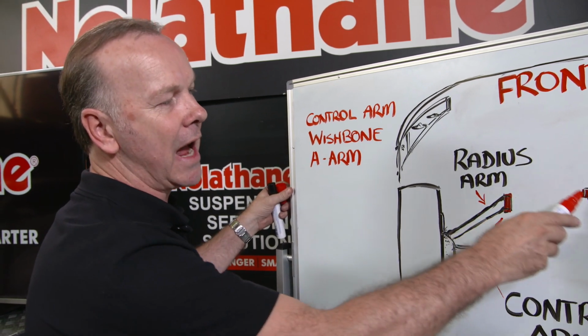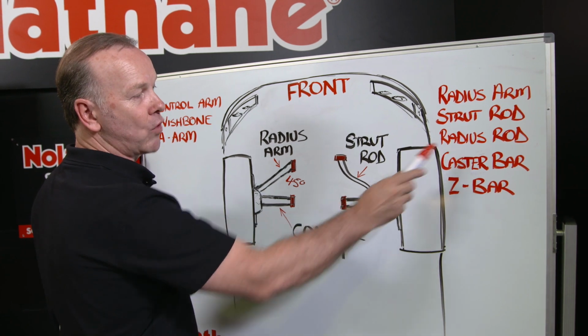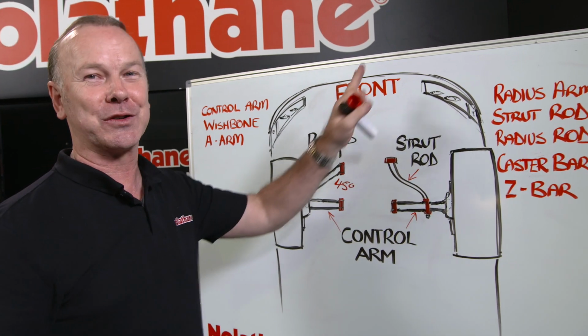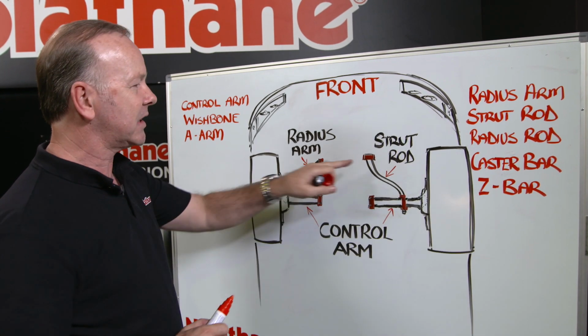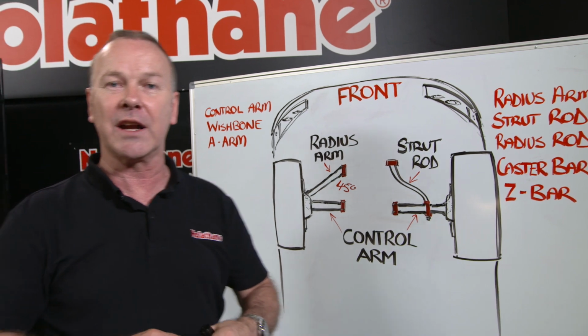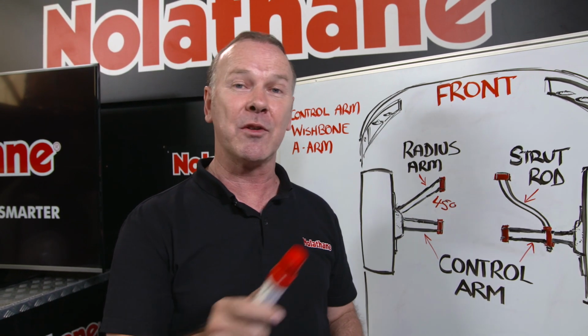So some of the common names for that over the years have been radius arm, strut rod, radius rod, caster bar, even a Z-bar. So very difficult to be on top of all of that, but if you stick to these sorts of names, radius arm, control arm, I think you should keep yourself out of trouble. So I hope that helps you identify and understand some of these items when working with your customers across the counter.